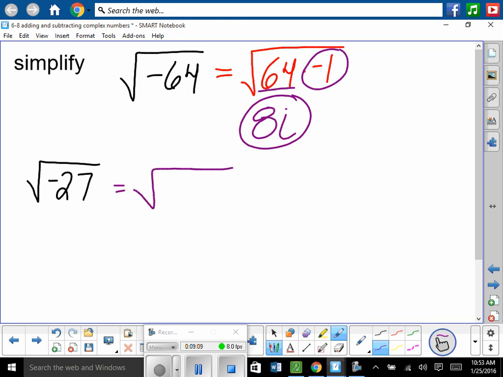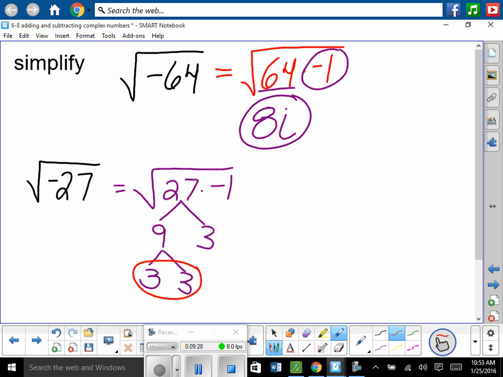I rewrite this one as 27 times negative 1. And then if you try to do the square root of 27 on your calculator, you get a decimal. So you know you have to break it down by hand. 9 times 3. 9 breaks down into 3 times 3, and then we pull out groups of 2. So do we pull out a 9? No, we pull out a 3, right? And then this is left underneath the radical, right? And then we're pulling out negative 1, so we pulled out a 3i, and left was the square root of 3.